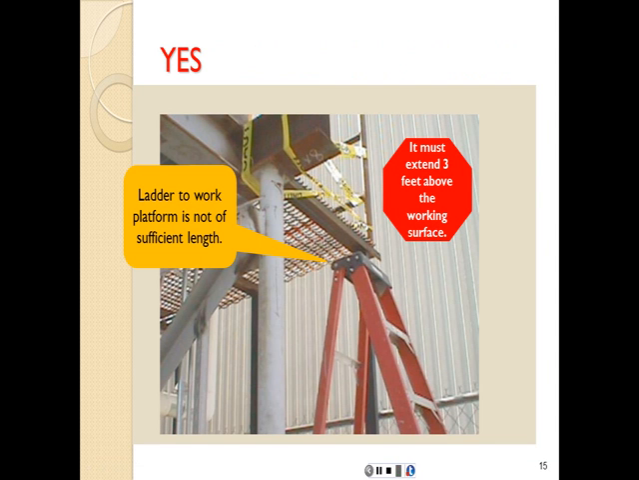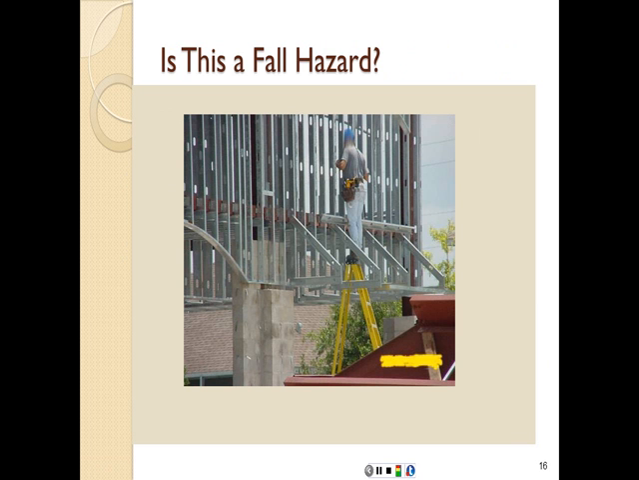So the ladder to the work platform is not of sufficient length. It must extend 3 feet above the working surface. Another one, standing on the top of the ladder, which you should not do, above 6 feet, no fall protection.